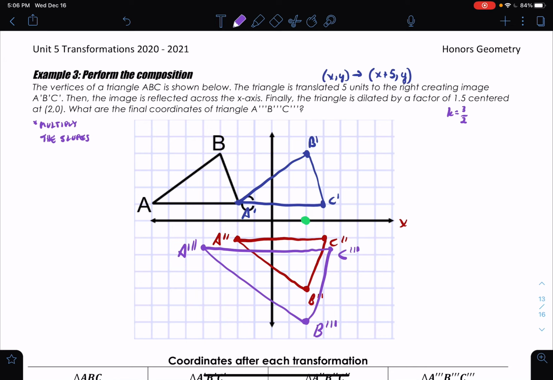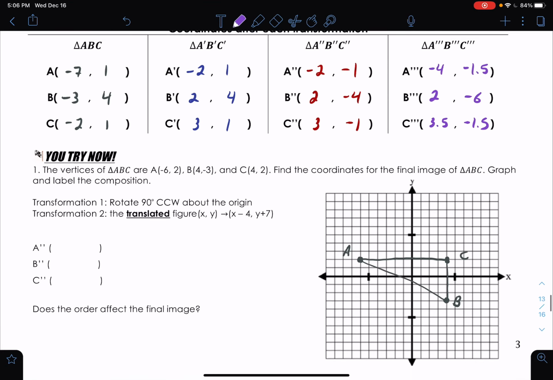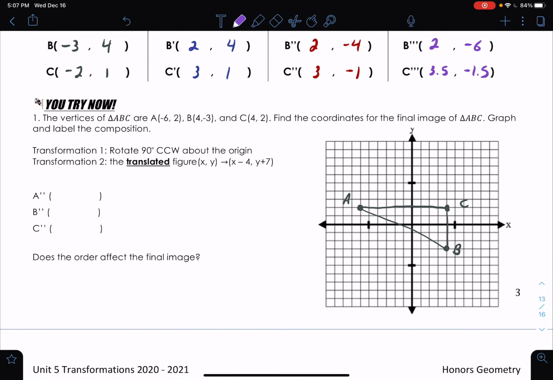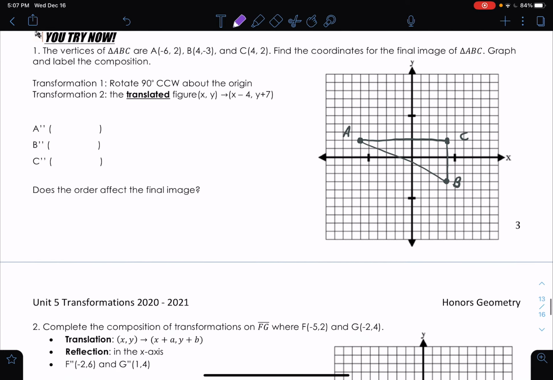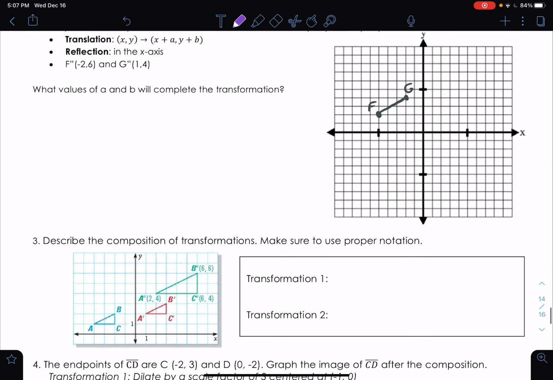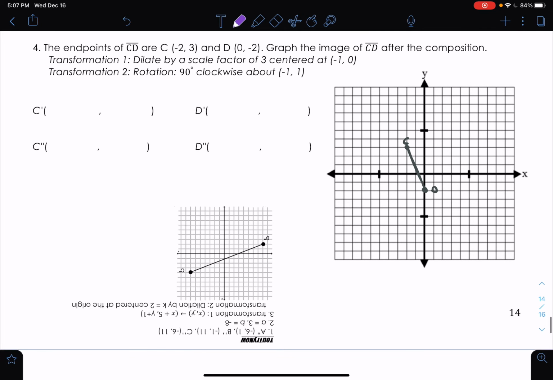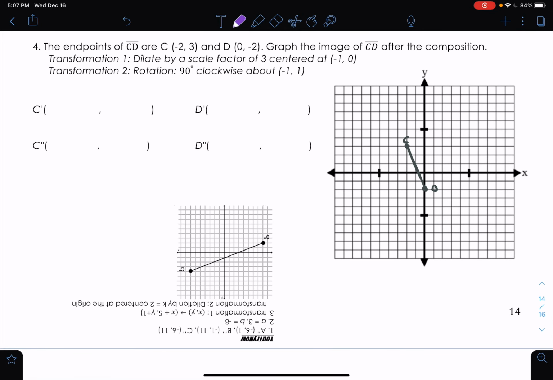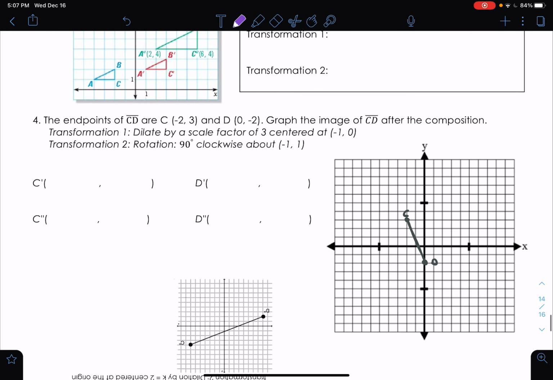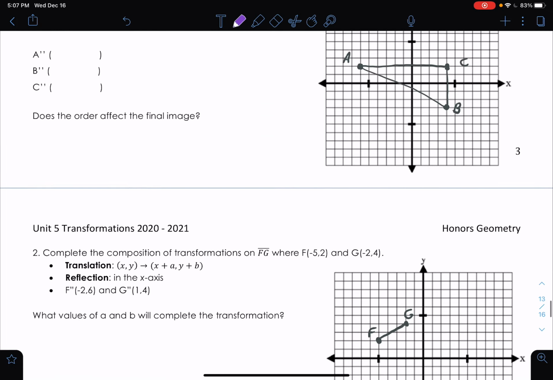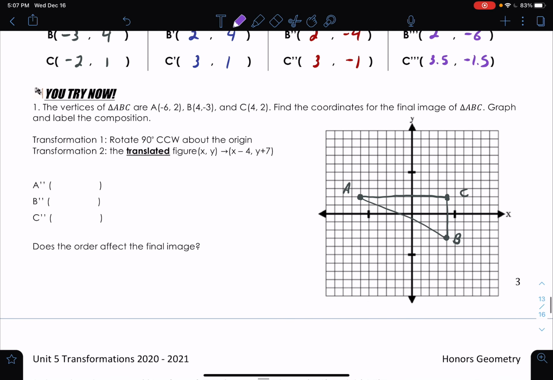Okay? So after this example, you've got a bunch of you try nows. All right, I'll make a video going over some of these, but you should try these on your own. Okay, I got 4 problems there. Got the answers here. Check it out. Let me know if you have any questions. All right, but make sure you practice those. Tune into the next video, the final video, if you want to hear me go through these problems.